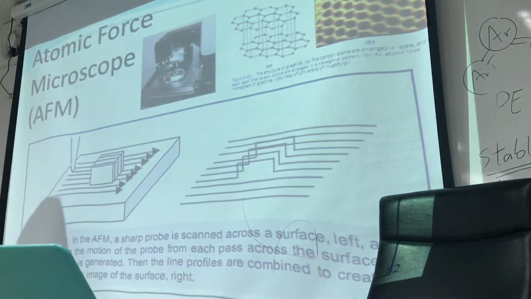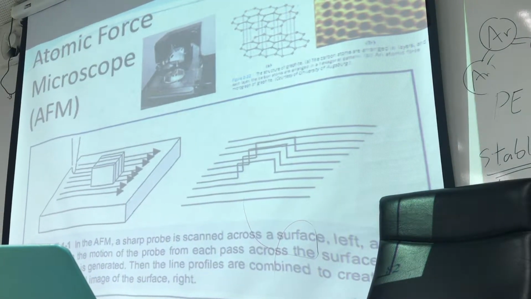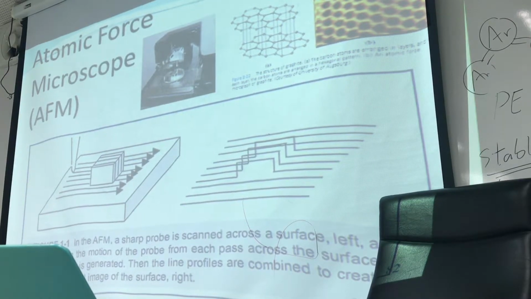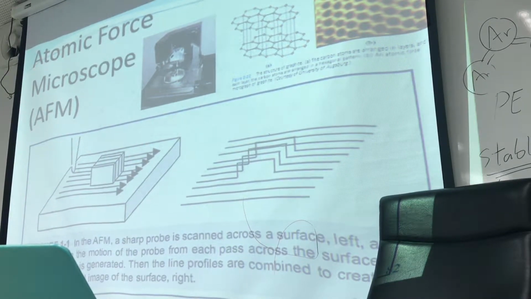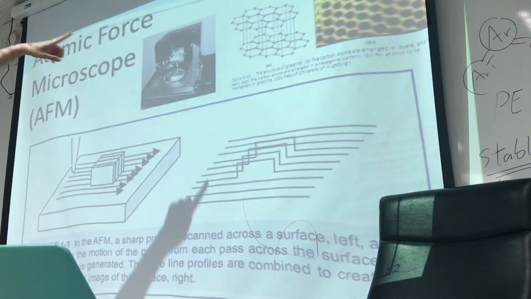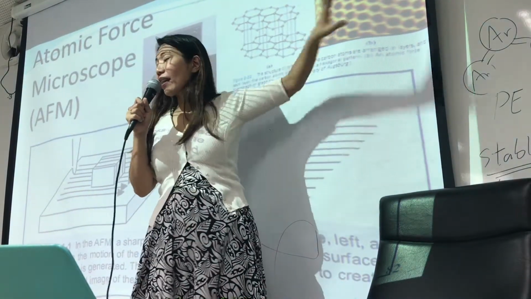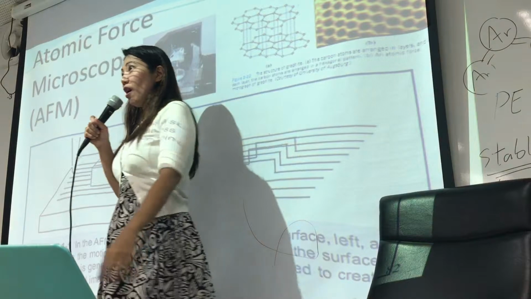You see that? Alright? So let me ask you, can the scanning probe microscope give you good resolution, high magnification, yes or no? High or low magnification? High. You see that graphene is actually quite small. It's in the nanometer range. Okay?